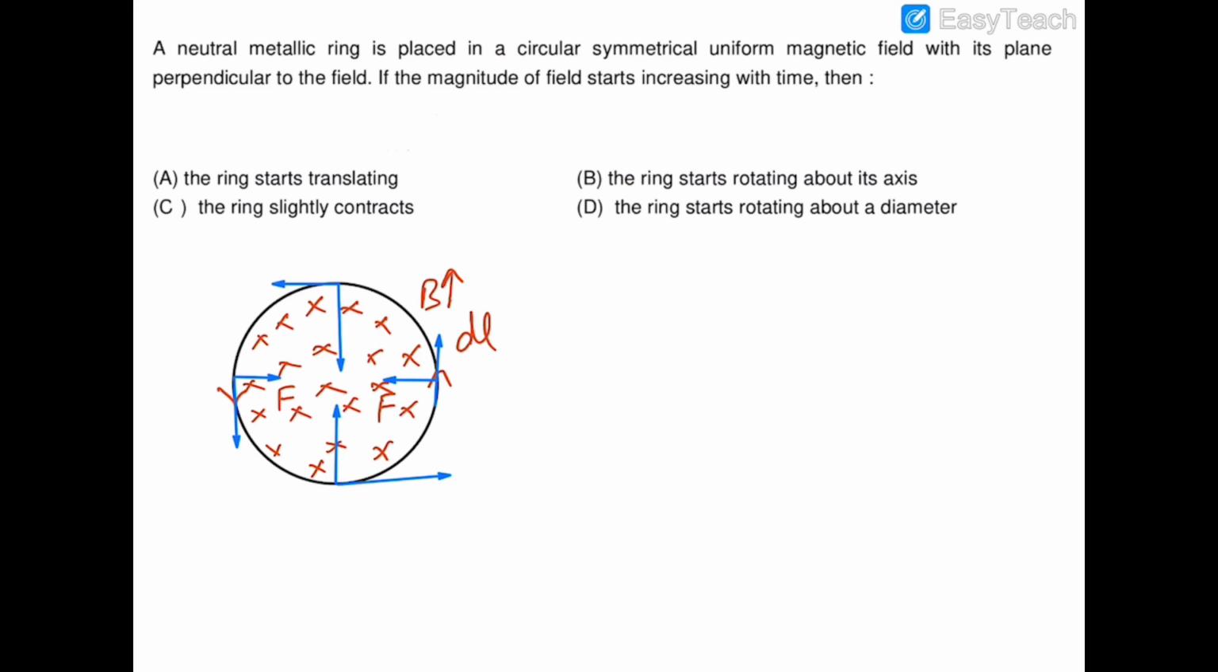So you need not find out the direction of forces, and irrespective of whether the magnetic field is pointing outside the plane or inside the plane, if it is increasing, then the ring will contract, and if it is decreasing, then to increase the flux, the ring will expand. This is quite simple. Now the answer would be option number C. Now we move on to the next question.